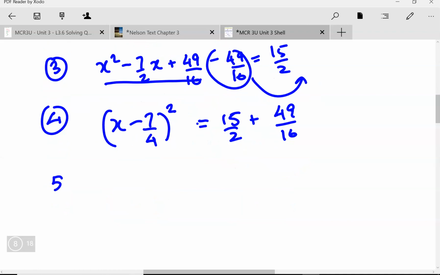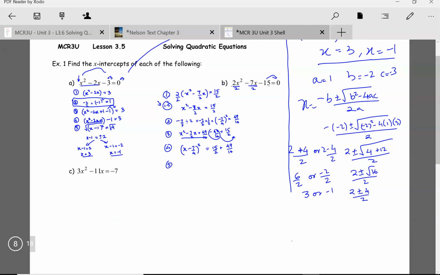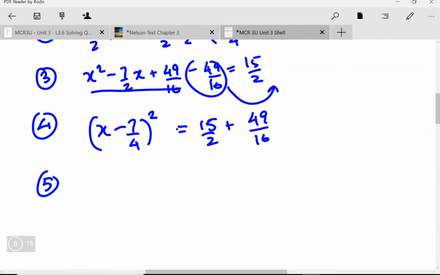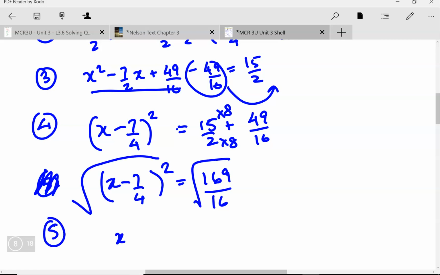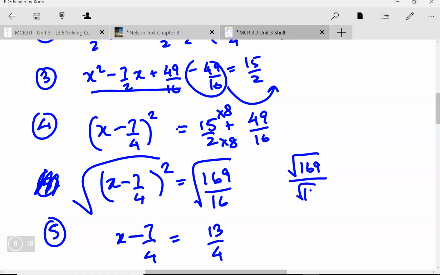And now again, step 5, as we saw here, was taking the square root. Before I do that, I'm going to simplify this a little bit, times 8 times 8. 120 plus 49 is 169 over 16. Now I'm going to take the square root. x minus 7 over 4 equals 13 over 4 is the square root. Again, the square root of 169 over 16 is the square root of 169 divided by the square root of 16, which is 13, and this is 4. Don't forget the plus or minus, very important.